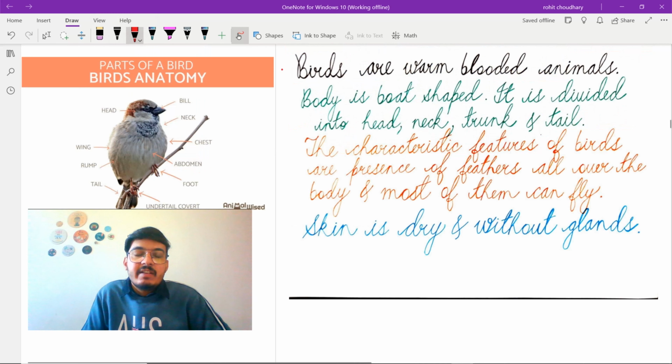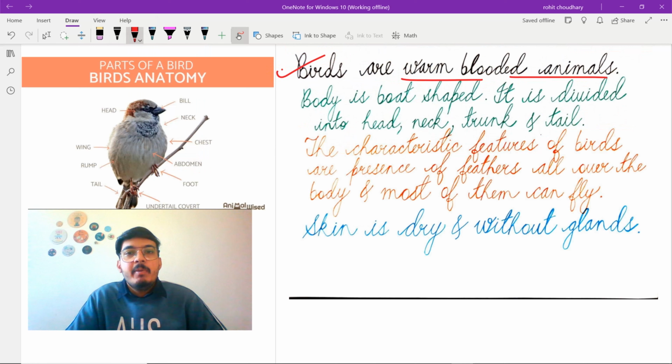The next characteristic feature is birds are warm-blooded animals. That means they are capable of generating the internal heat. They are also called homeotherms and they are also referred to as endotherms because they can produce their body heat internally. And warm-blooded animals have body temperatures that usually stay the same.